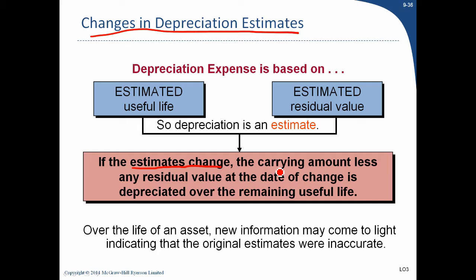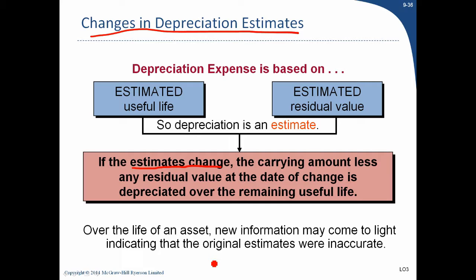Over the life of an asset, new information can come to light indicating that the original estimates were inaccurate. If you bought a car expecting it to last for 100,000 kilometers, turns out it's super efficient, and you think it's actually going to last for 200,000 kilometers, you now have to reassess. If you were budgeting to buy a car 2 years from now and you realize you're now going to have this car for another 6 years, you can use that money in a better way, right? The same goes for businesses.